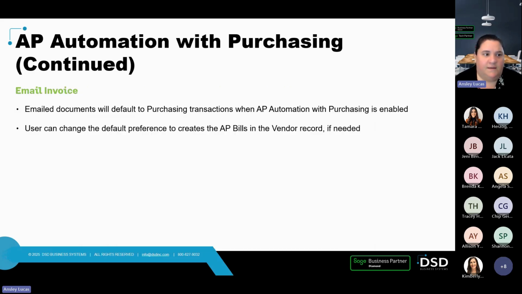The other thing is email documents. Again, I mentioned this before, but it's worth talking through again. The email documents will default to purchasing transaction when AP automation for purchasing is enabled. But again, like we just talked about in the previous slide, you can change that default preference to create AP bills in the vendor record if you need to, and you have that checkbox that we discussed.